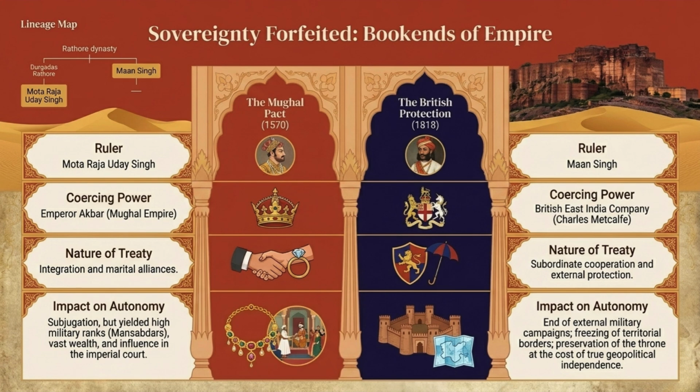Conversely, the 1818 British Protection Treaty under Maan Singh and the East India Company's Charles Metcalfe demanded subordinate cooperation and external protection. This brought the end of external military campaigns and the freezing of territorial borders, preserving the throne, but at the severe cost of true geopolitical independence.